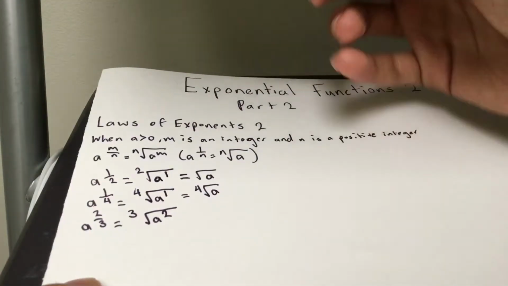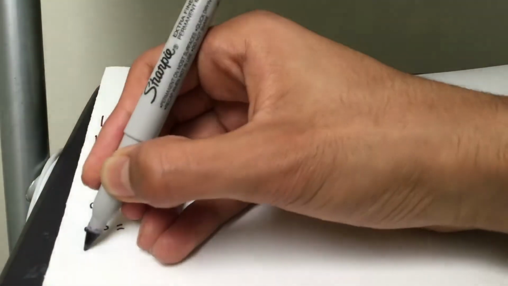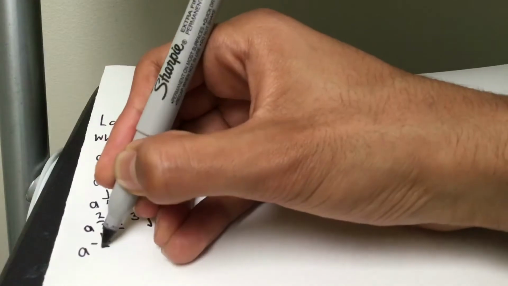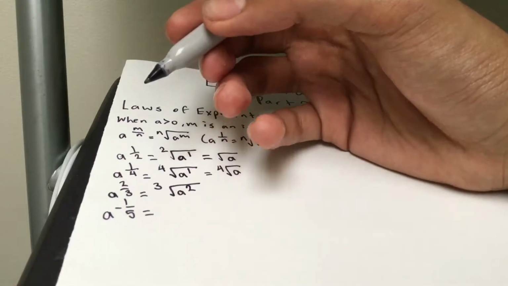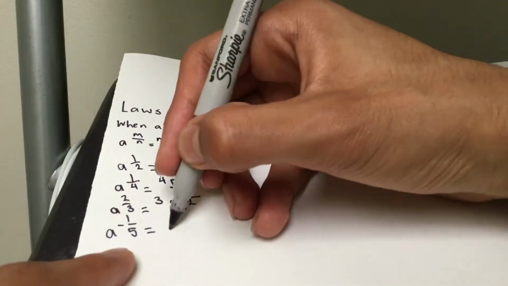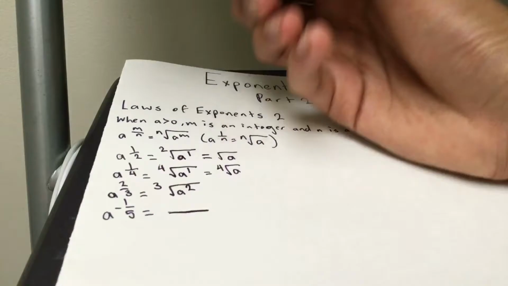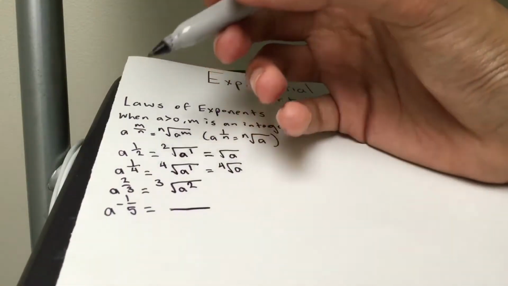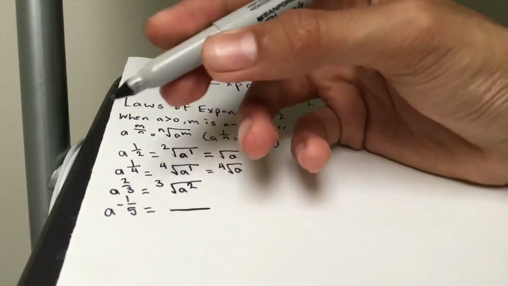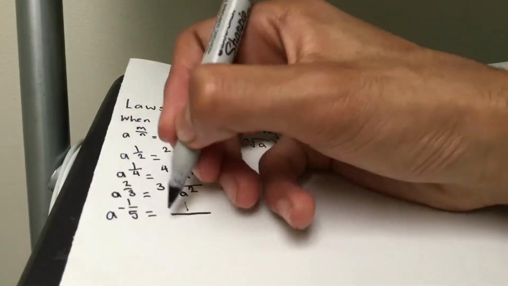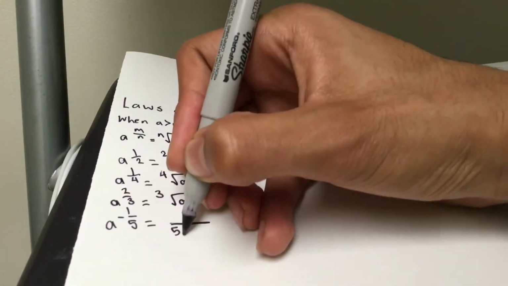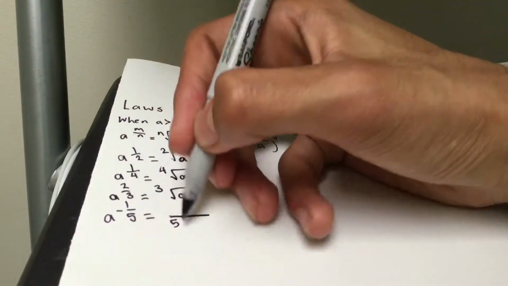Okay, so now let's do a negative. So a to the power of minus 1 over 5. First of all, this is going to be a fraction answer, because it's the reverse. It's going to be 1 over the 5th root of a.